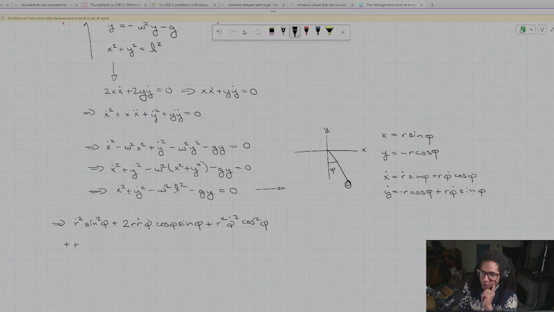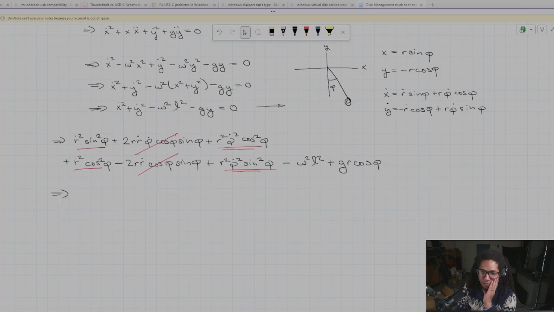Now my y dot squared, I get r dot squared cos squared phi. My cross term minus 2 r dot phi dot cos phi sine phi. And then my last term here is r squared phi dot squared sine squared of phi. Okay, now I still have my minus omega squared L squared minus g times y, but that's plus r cos phi. But check it out, I get tons of cancellations here. This term cancels with this term, and then this term and this term can be combined, and this term and this term can be combined using the Pythagorean identity.